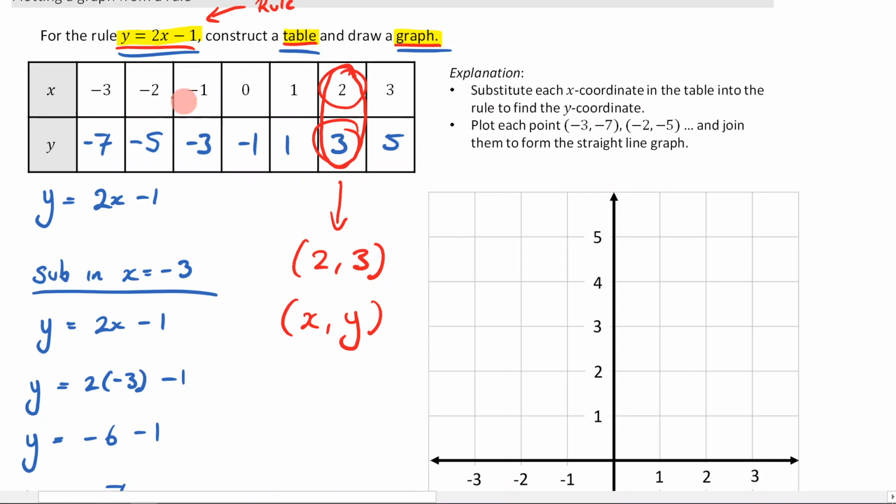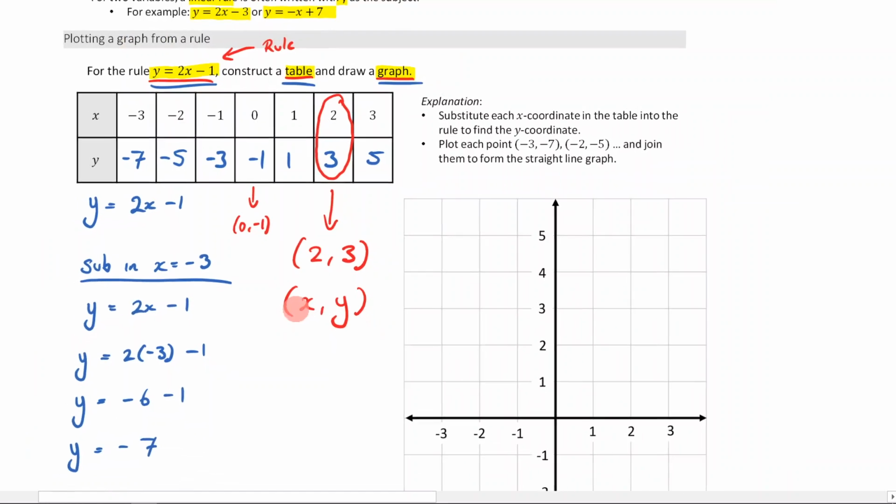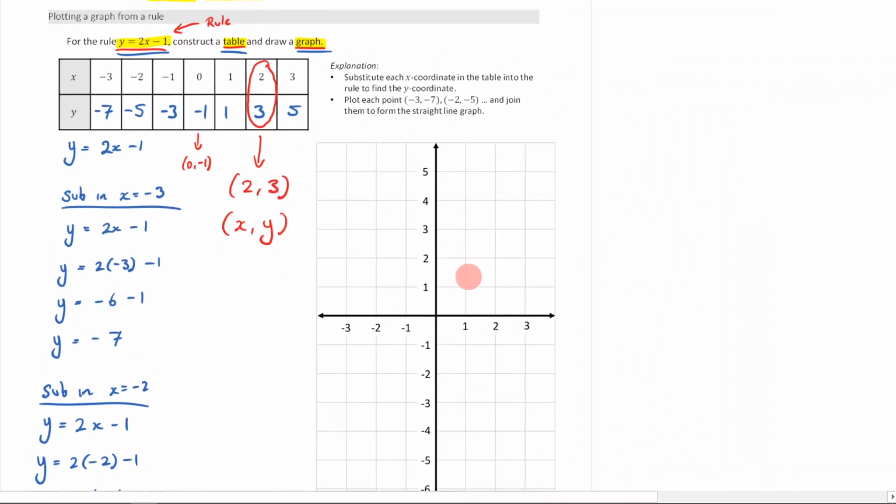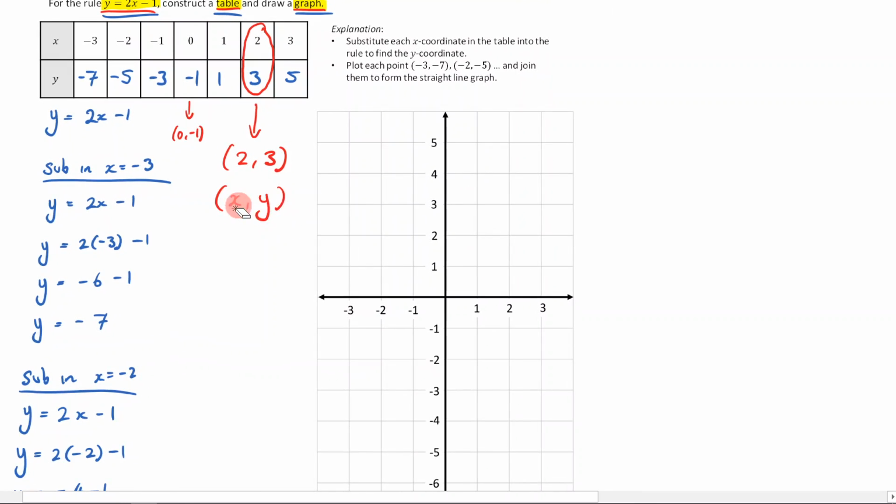So these, all of them, are all coordinates. For example, this coordinate right here is 0, negative 1. This coordinate is 3, 5. Remember just to read off your x value first. So now I can plot all these coordinates. So let's give that a go.